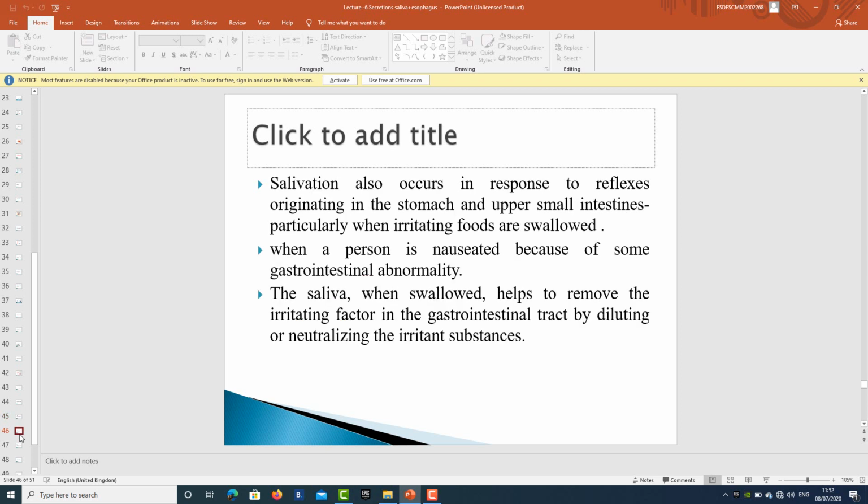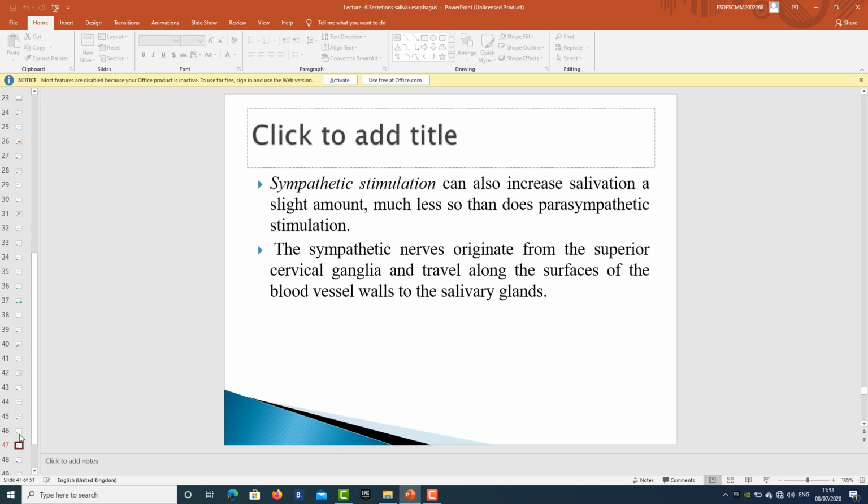Salivation also occurs in response to reflexes originating in the stomach and upper small intestines, particularly when irritating foods are being swallowed. When a person is nauseated because of some gastrointestinal abnormality, the saliva, when swallowed, helps to remove the irritating factor in the gut by diluting or neutralizing the irritant substances. Sympathetic stimulation can also increase salivation a slight amount, much less so than parasympathetic stimulation.